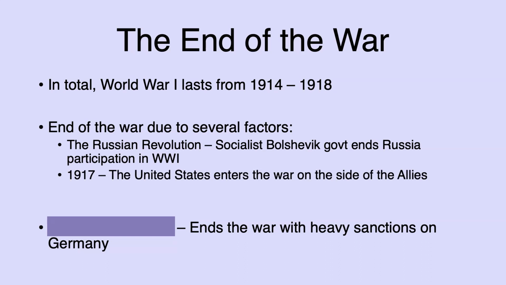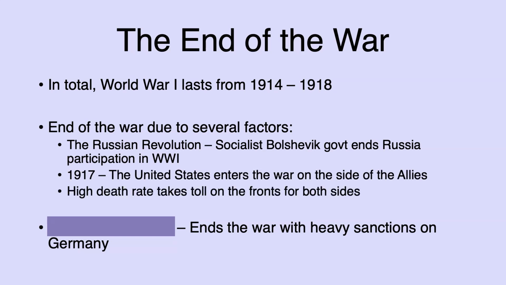In 1917, the United States enters the war on the side of the Allies. That adds a new power, that adds a new dynamic. And finally, the high death rate really takes a toll on the fronts for both sides. Both sides are just hemorrhaging soldiers because of this very high death rate. So finally, the Treaty of Versailles officially ends the war with heavy sanctions on Germany.